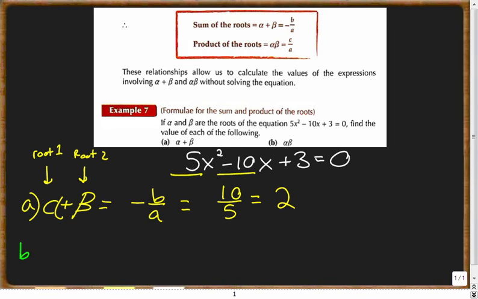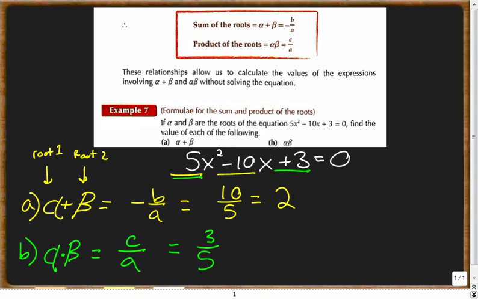Now, the second part: what about the product of the roots? What's alpha times beta? Well, that is c over a. So if you were to take the roots and multiply them together, you would get 3 over 5. So the sum of the roots is 2, and the product of the roots is 3/5. It's a little interesting there.